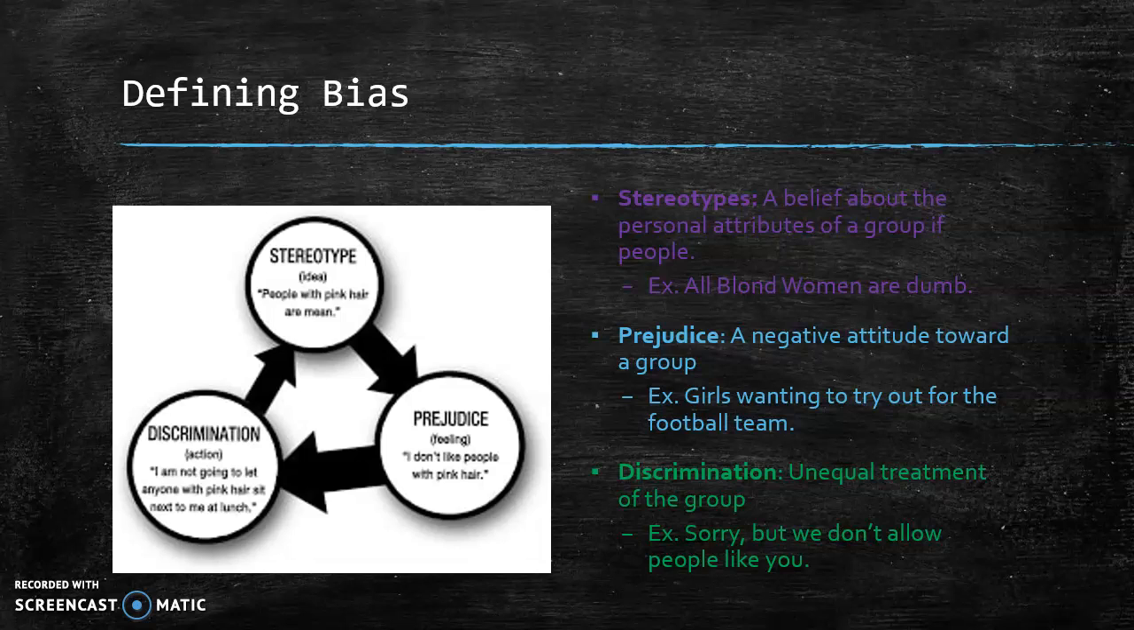Then the second is prejudice, which is a negative attitude towards a group. My example is girls wanting to try out for our football team. Another is that all women are bad drivers. And again, in the picture on the left, it's I don't like people with pink hair.